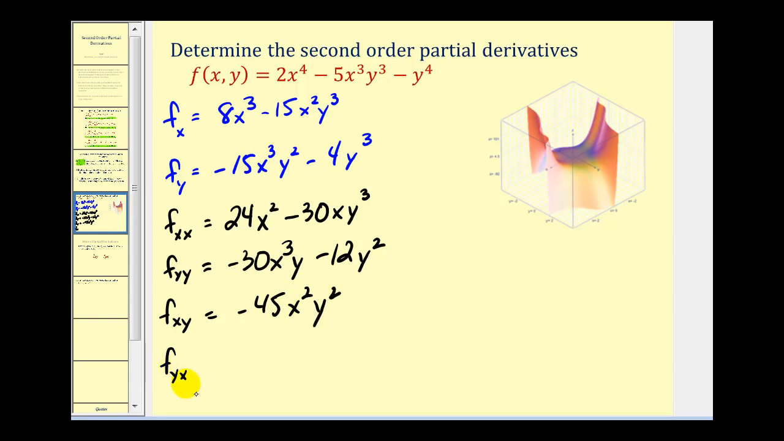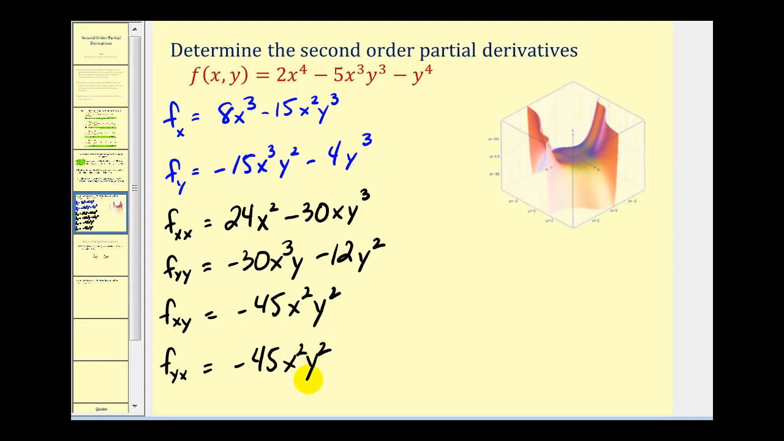And now here we'll differentiate the first partial with respect to y, with respect to x. So we'll multiply by 3, negative 45x squared y squared. And here we're differentiating with respect to x, so this would be 0.